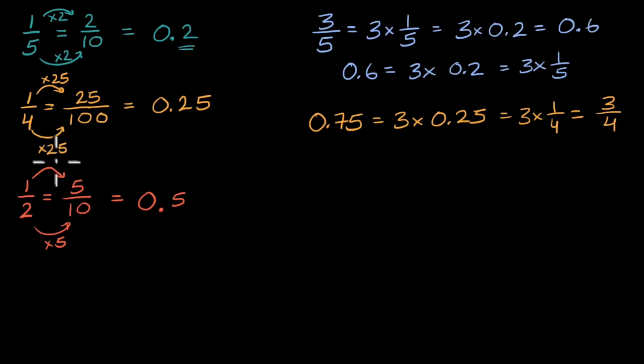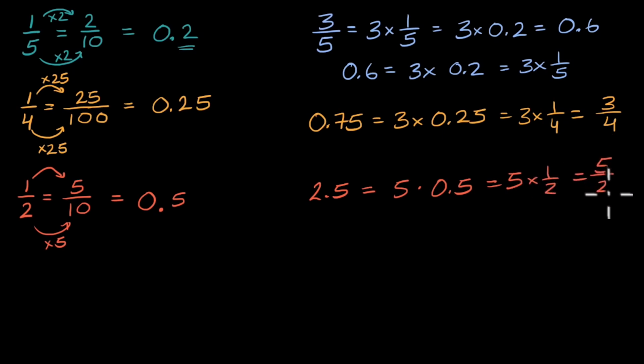And now let's say we have 2.5, and we want to represent that as a fraction. Well, there's a bunch of ways that you could do this. You could say, well, this is 5 times 0.5, and that's going to be 5 times 1/2. Well, that's going to be 5 halves. It's an improper fraction, but it's a fraction. And so once again, the whole point here, and you might already be familiar with different ways of converting between fractions and decimals, but if you recognize 1/5, 1/4, 1/2, it's going to be a lot easier.